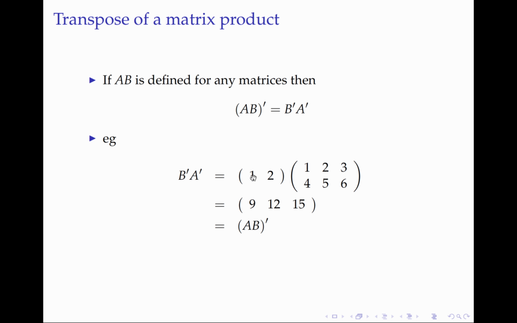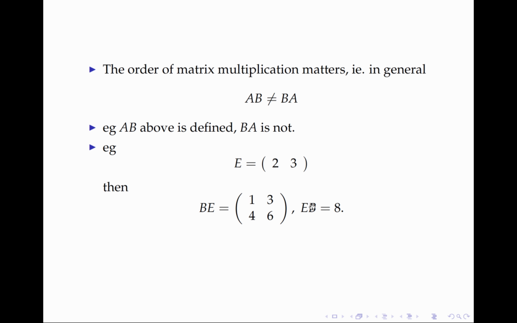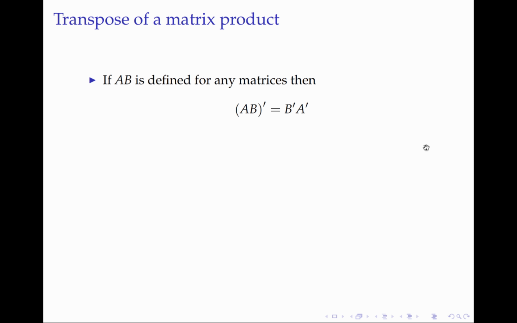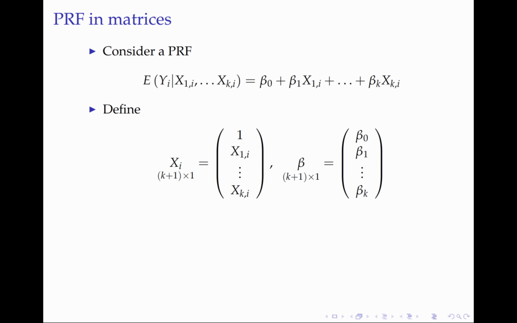So B transpose is turning the previous column vector into a row vector. A transpose is the A transpose matrix that we've seen before. And then we go 1 times 1 plus 2 times 4 gives us the 9. 1 times 2 plus 2 times 5 gives us the 12. 1 times 3 plus 2 times 6 gives us the 15. So we get the same numbers as before, but now they're arranged as a row. Remember, last time they were arranged as a column. So we've got the transpose of the previous answer, as the formula suggested.